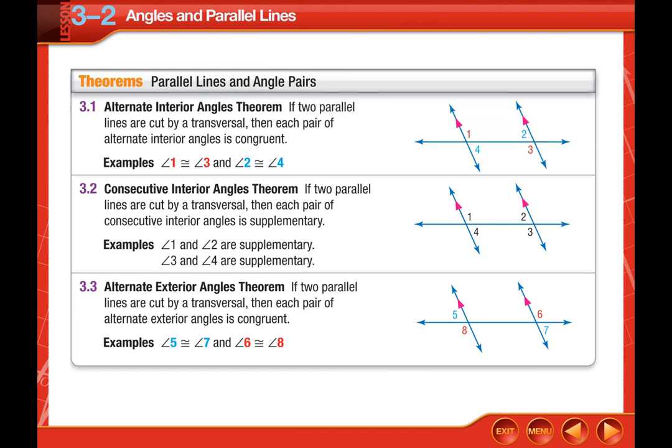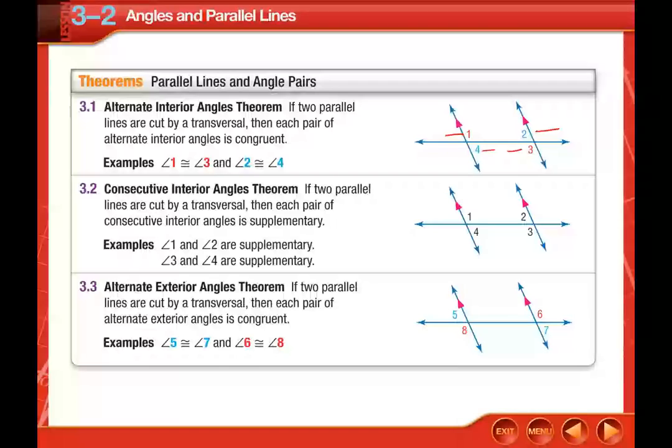Okay, some additional new theorems. These theorems are regarding parallel lines and angle pairs. We have theorem 3.1, the alternate interior angles theorem, that if two parallel lines are cut by a transversal, then each pair of alternate interior angles is congruent. So here you see that angle 1 and angle 3 are congruent, and then angle 2 and angle 4 are congruent.